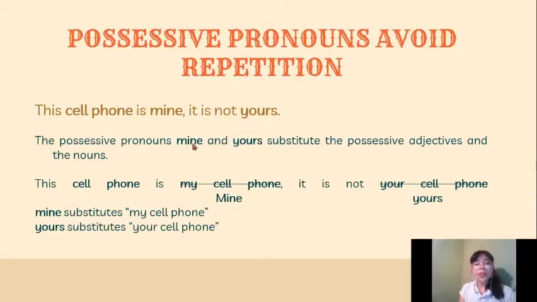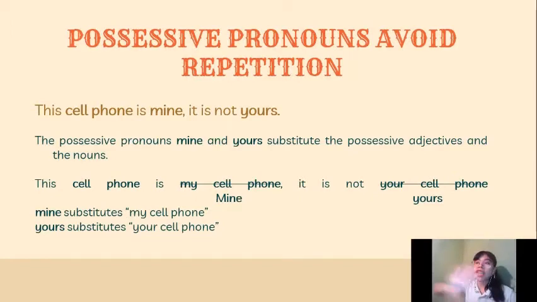The possessive pronouns mine and yours substitute the possessive adjectives and the nouns. So in this case, the possessive pronouns are going to substitute the phrase my cell phone and your cell phone, because we already know that we're talking about a cell phone. So if I say, this cell phone is my cell phone, it is not your cell phone. So we already know that we're talking about a cell phone, all right?